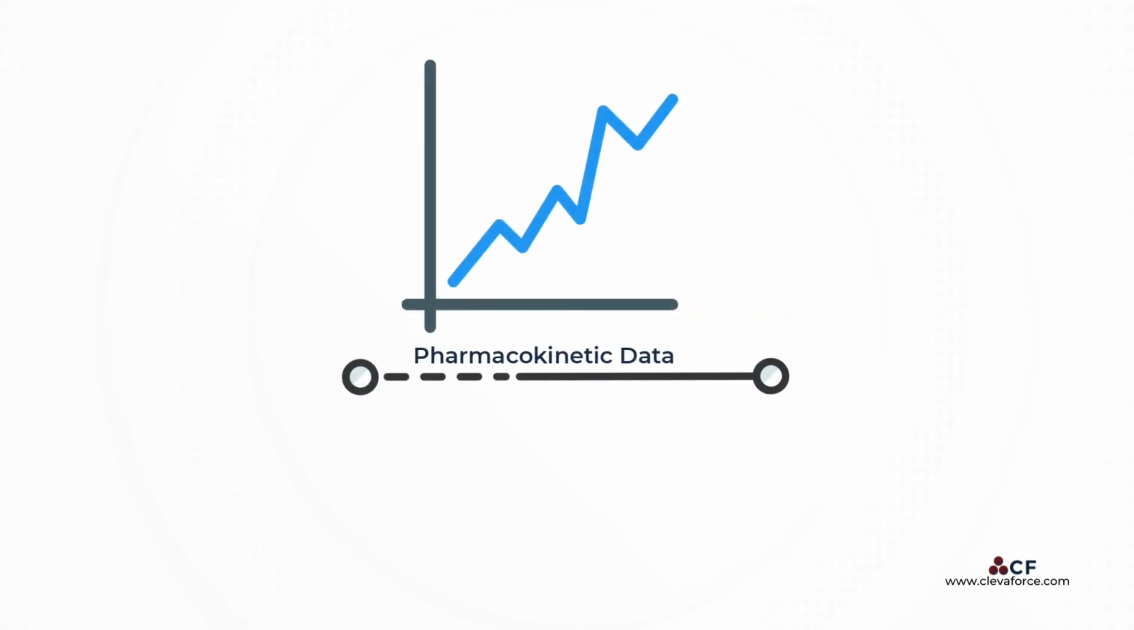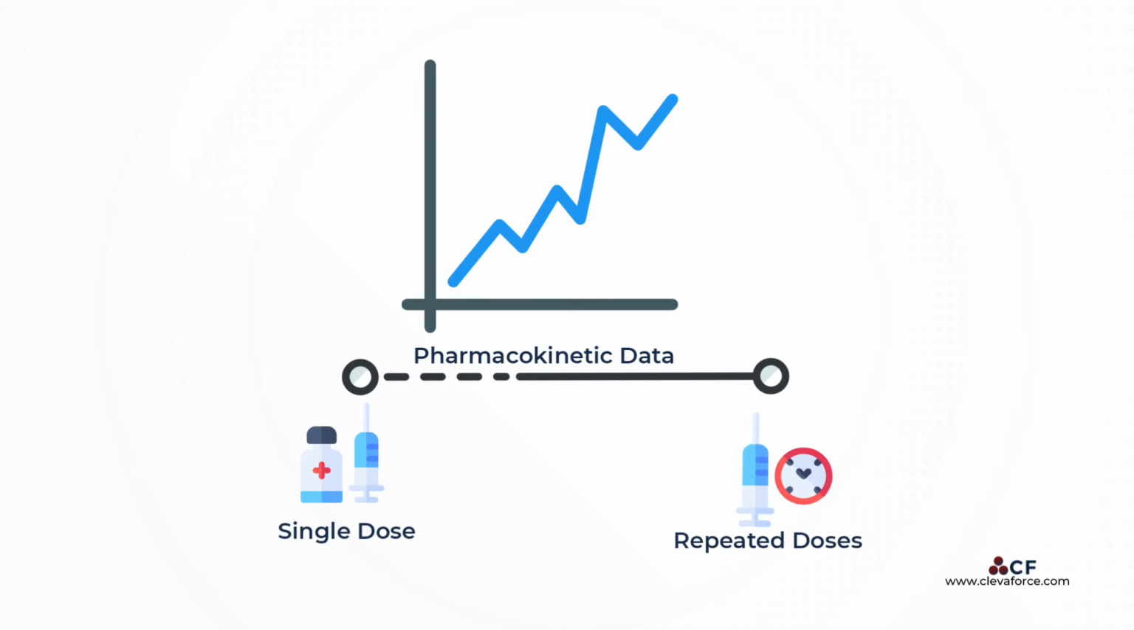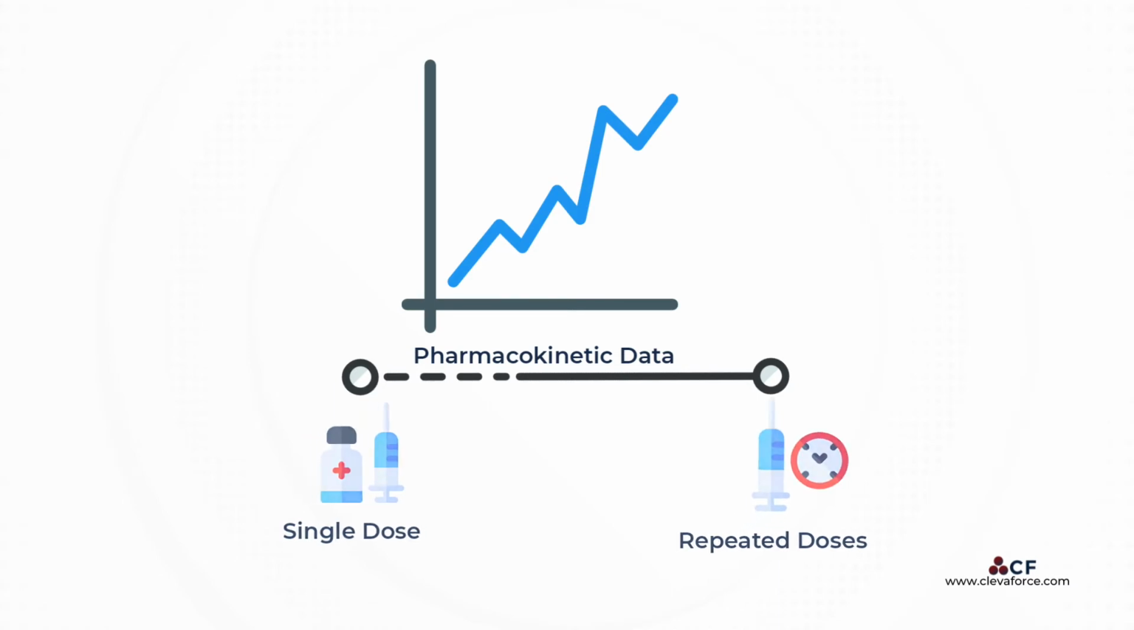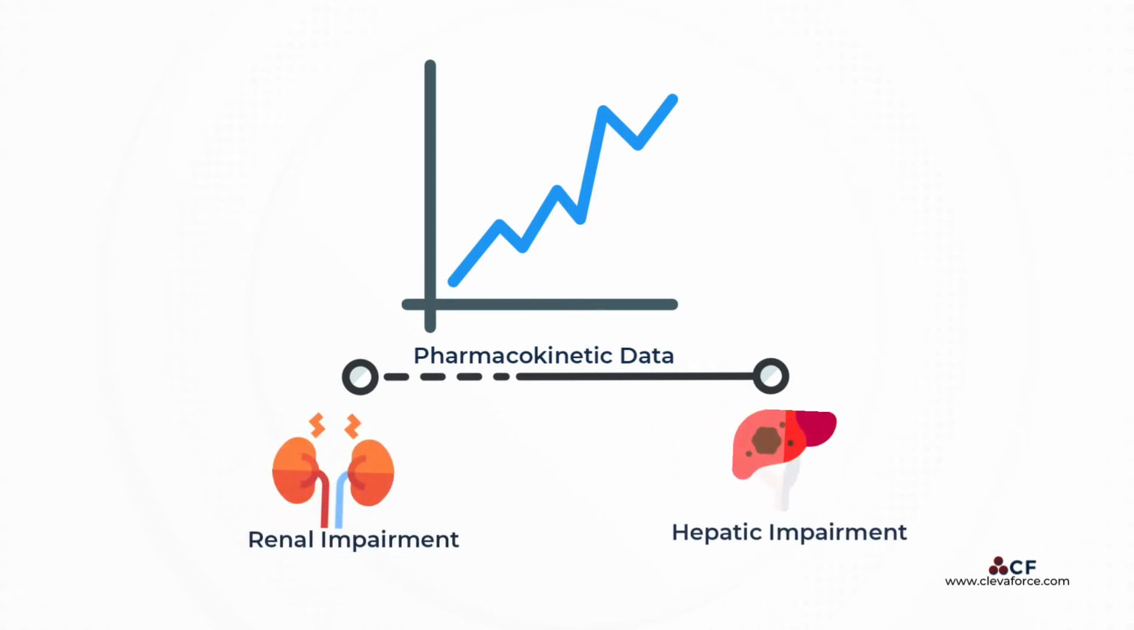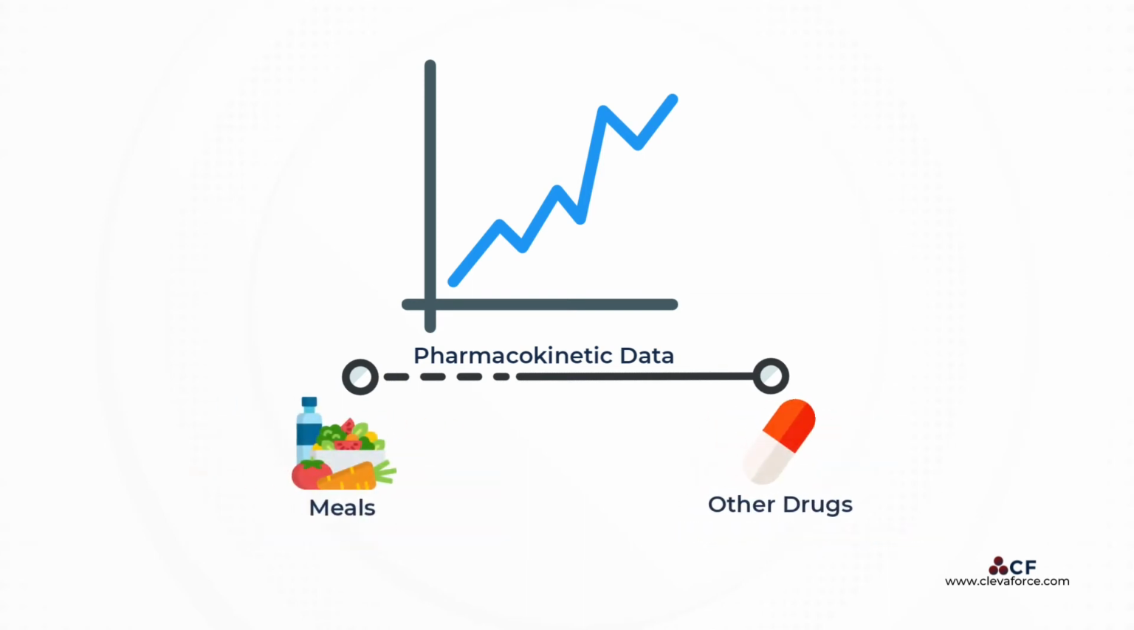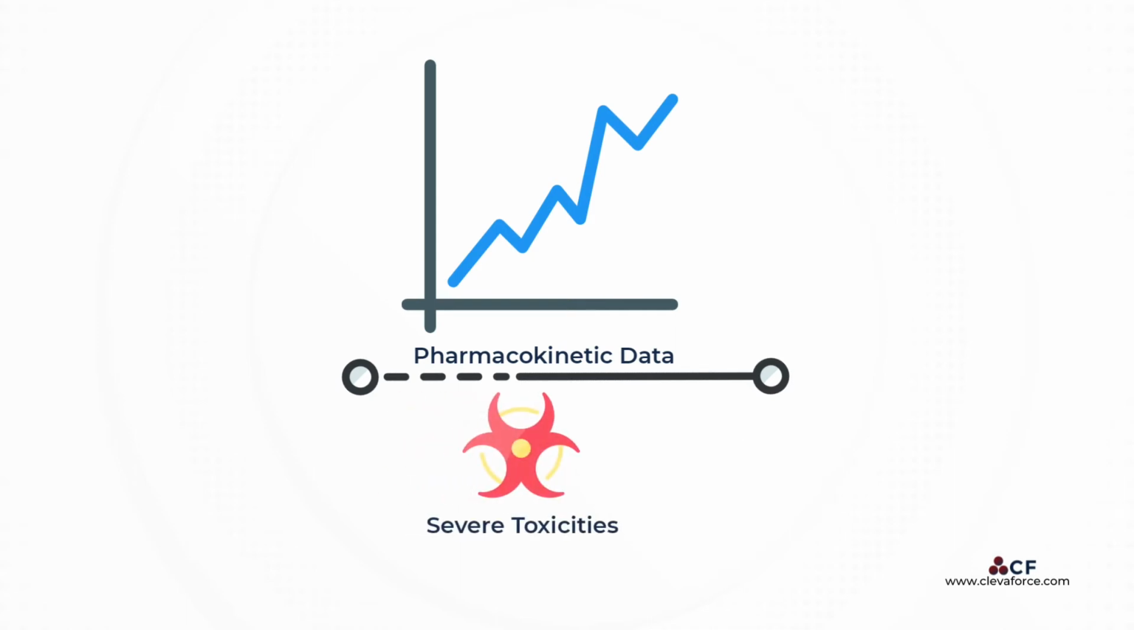Pharmacokinetic data might be gathered on both single doses and repeated dosing to assess the rates of absorption and elimination in humans. These kinds of studies might also consider pharmacokinetics in the presence of renal or hepatic impairment, as well as pharmacokinetics in the presence of meals and other drugs. When Phase 1 trial results show unexpected severe toxicities, further consideration of the treatment might be curtailed.